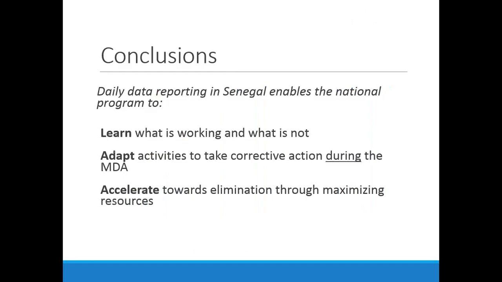So what are the conclusions? Daily data reporting in Senegal enables the national program to learn what is working and what is not working, to adapt activities to take corrective action during the MDA, and to accelerate towards elimination through maximizing resources.